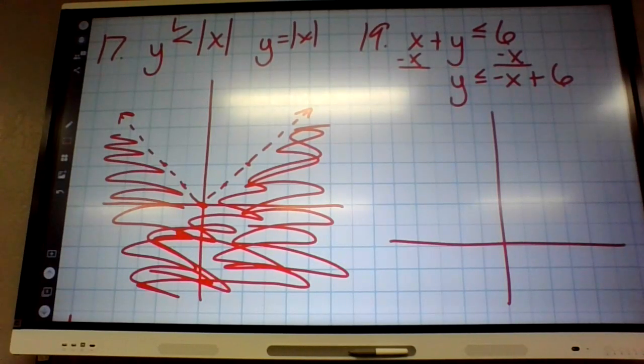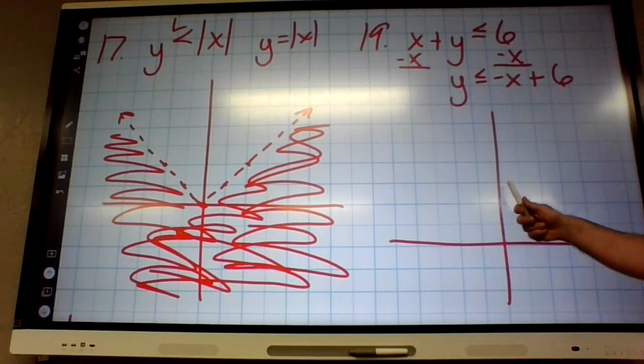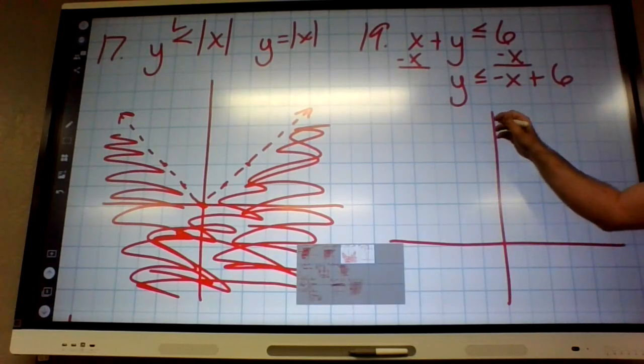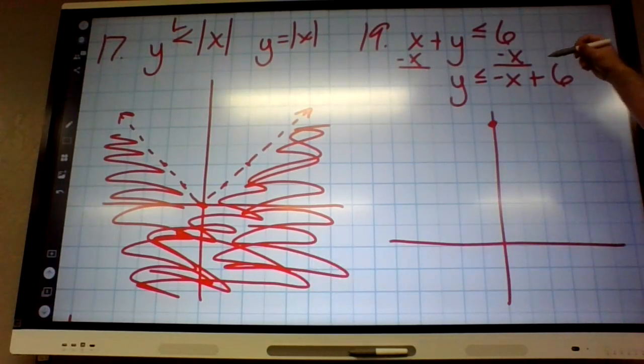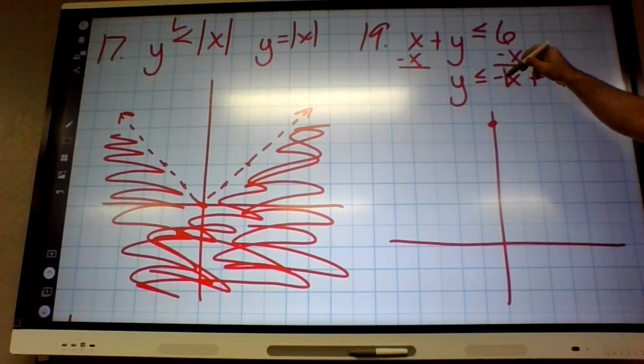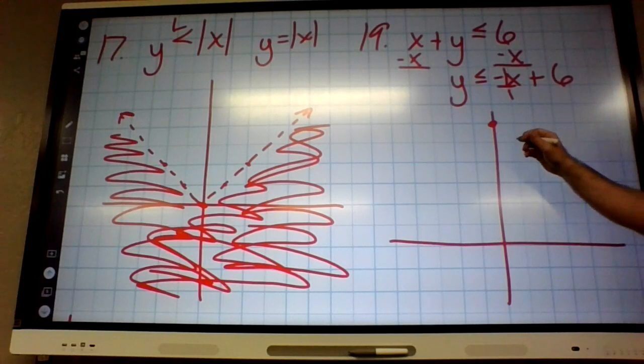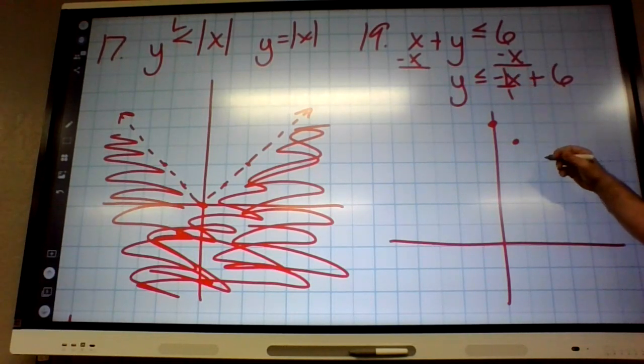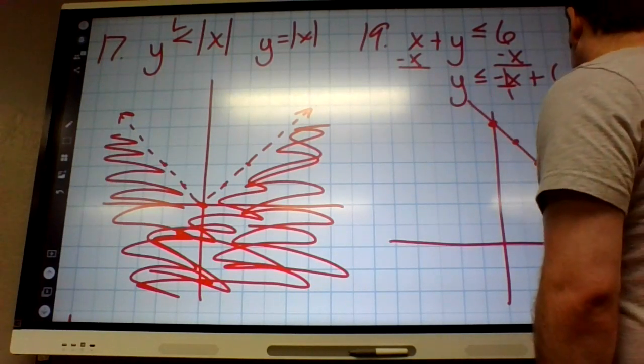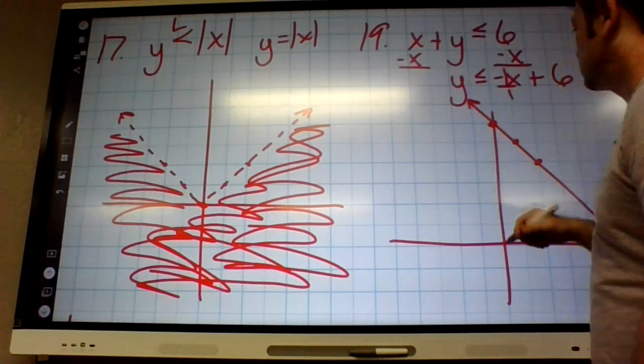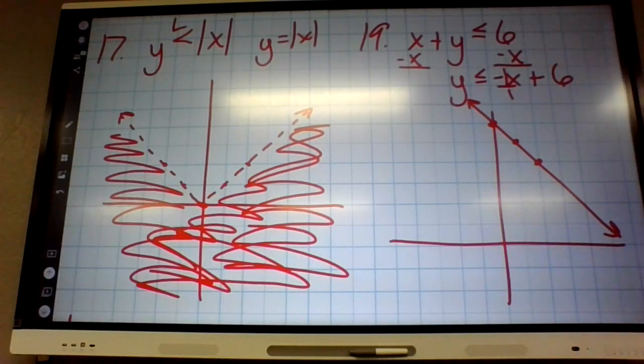So where should we start? Start up 6. What's the slope? Negative 1 over 1. So we're going to go down 1, right 1. Down 1, right 1. Is the line solid or dashed? And are we shading above or below?